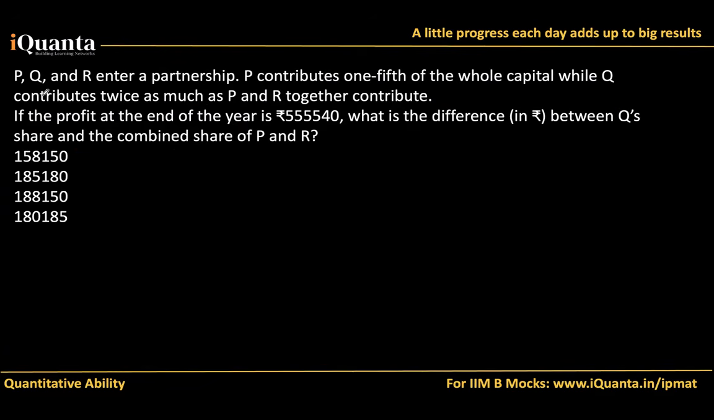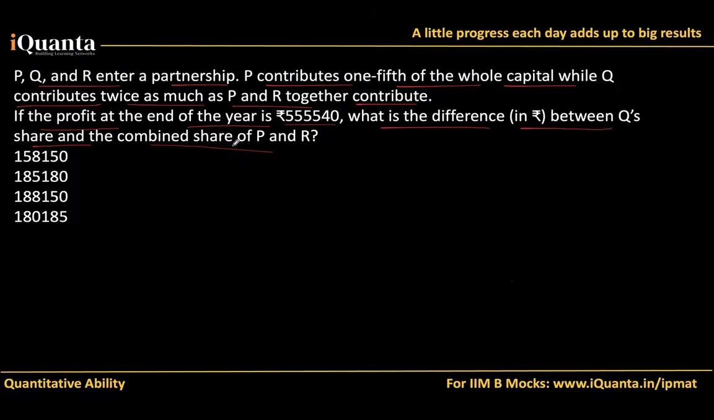Let's talk about this. P, Q, and R enter a partnership. P contributes one fifth of the whole capital, while Q contributes twice as much as P and R together contribute. If the profit at the end of the year is 555540, what is the difference in rupees between Q's share and the total combined share of P and R? So this is a question based upon partnership.